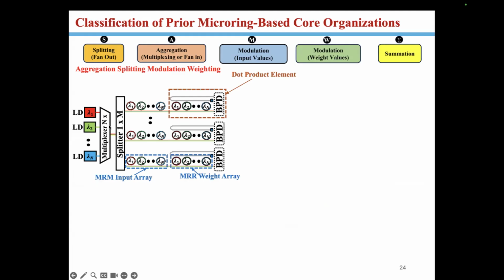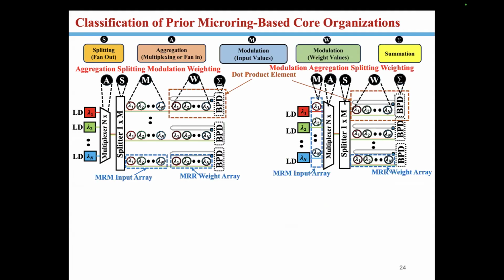This design would be, you would say, aggregate, then split, then modulate, and then weight, right? You aggregate first, then you split, then you modulate, and then weight, and then you sum. So this is the order in this particular design. If you look at this design, you have modulation first, then aggregation, then splitting, then weighting, and then summation. So you change the order a little bit, right? Now you can actually design a spectrally hitless architecture.